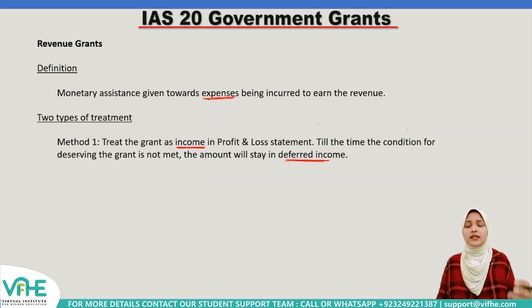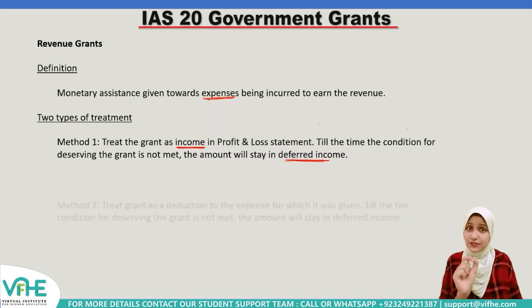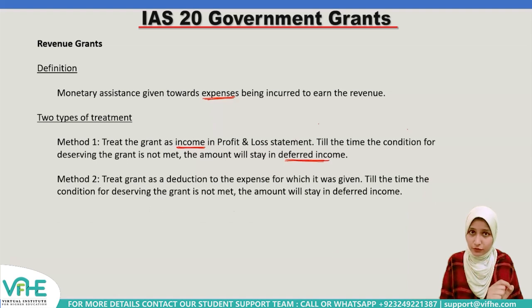Now, method 2. What is method 2 telling us? Method 2 says instead of treating it as a grant income in the profit and loss statement, treat it as a reduction towards the expense for which it is given. Treat the grant as a deduction to the expense for which it was given. Deduction will act as a keyword, because the deduction word and the income word are how method 1 and method 2 differ.